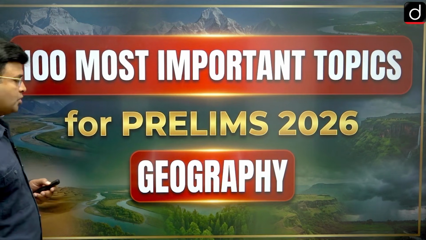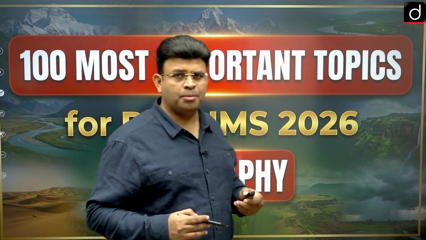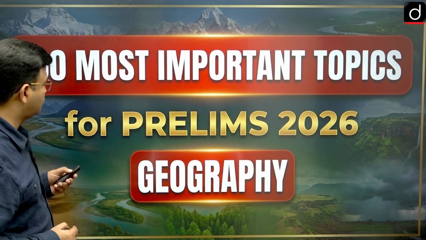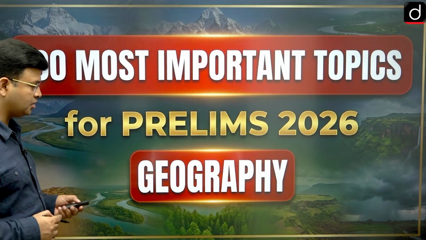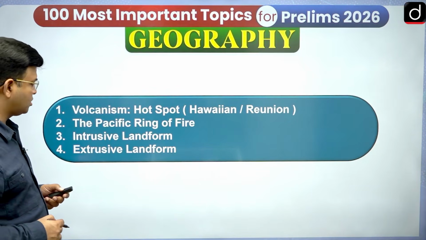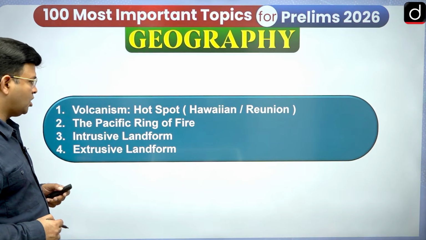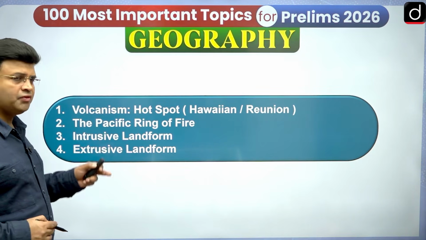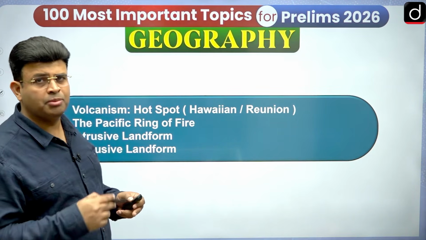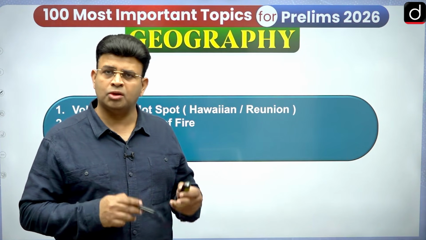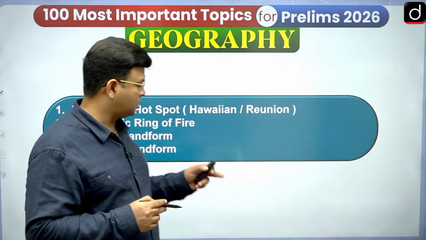So we are going to see, in the third episode of this 100 important topics for Prelims 2026 geography section, volcanism. The important topics are hotspots, the Pacific Ring of Fire, and intrusive and extrusive landforms. For the Pacific Ring of Fire, the second episode should be covered by you, because ocean-continental and oceanic convergence is important for that.